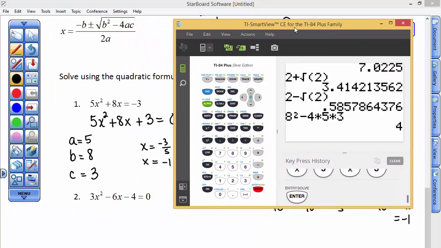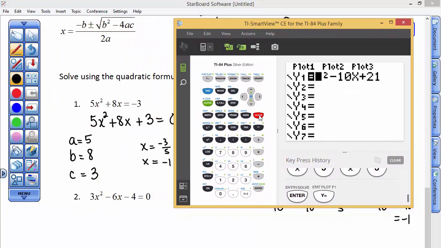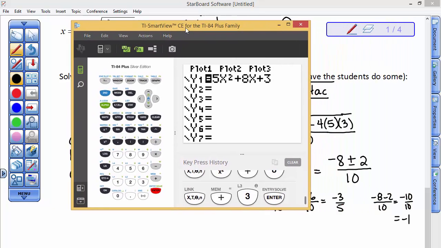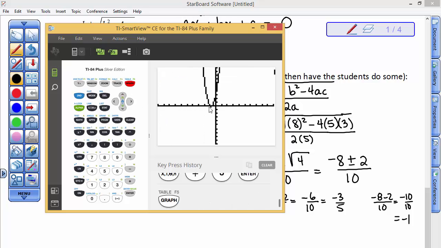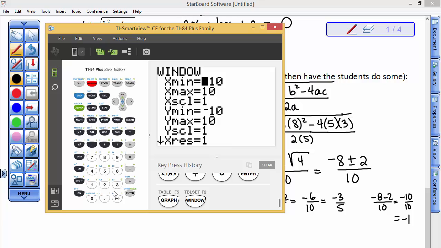I'm just periodically going to do that. So y equals, the original problem was 5x squared plus 8x plus 3 though, because remember, I want y to equal 0. I want to see where the graph of this line crosses the x-axis. I saw that my answers were a negative 3/5 and a negative 1. So when I graph this, I should be fine because I'm expecting my answers right in here.